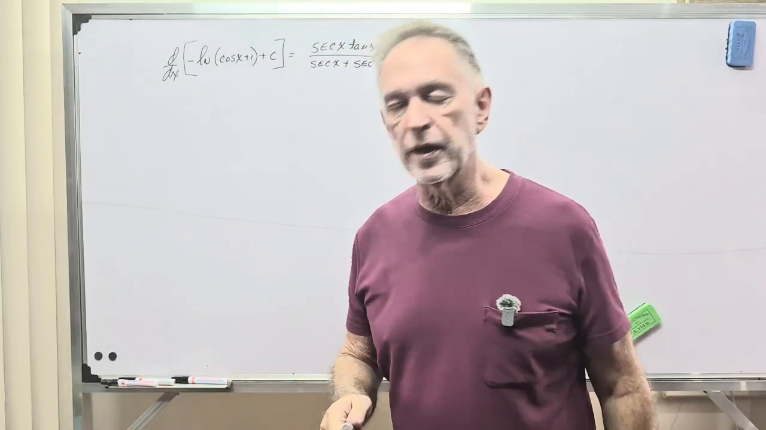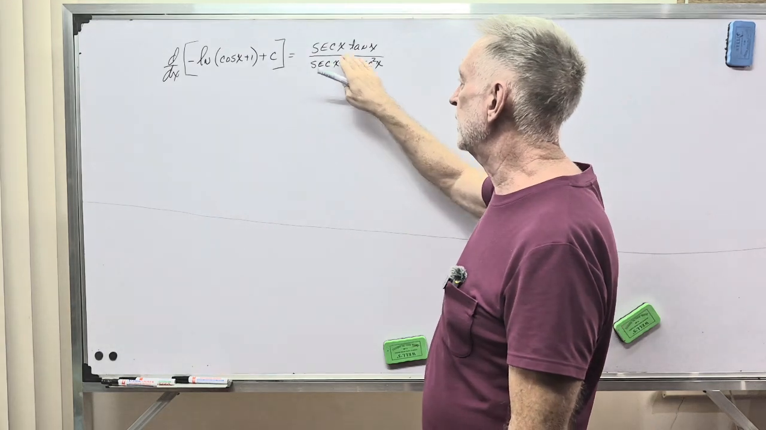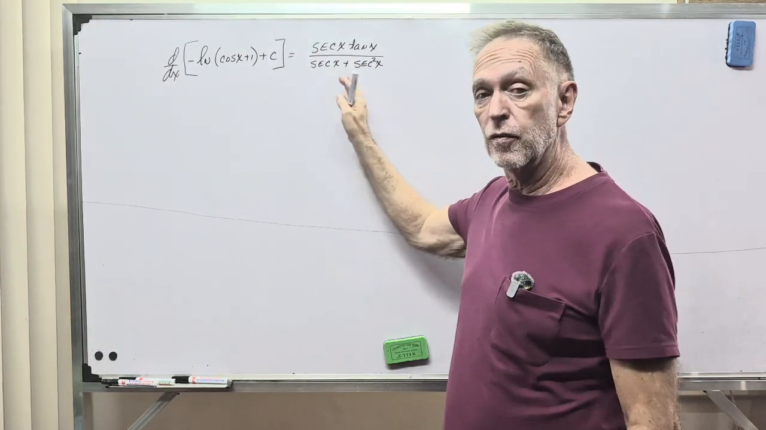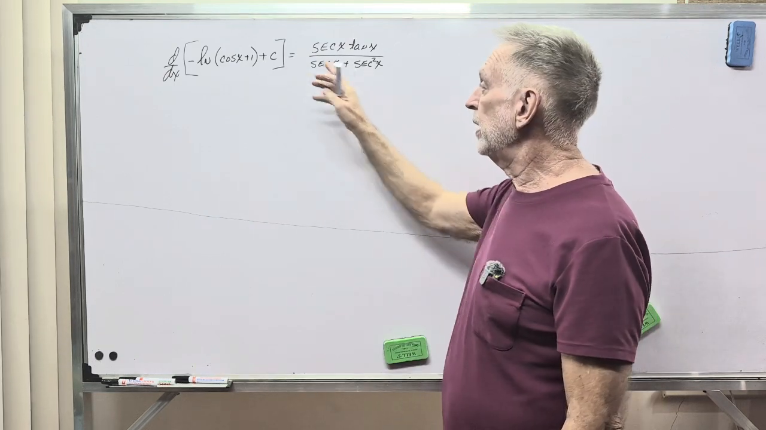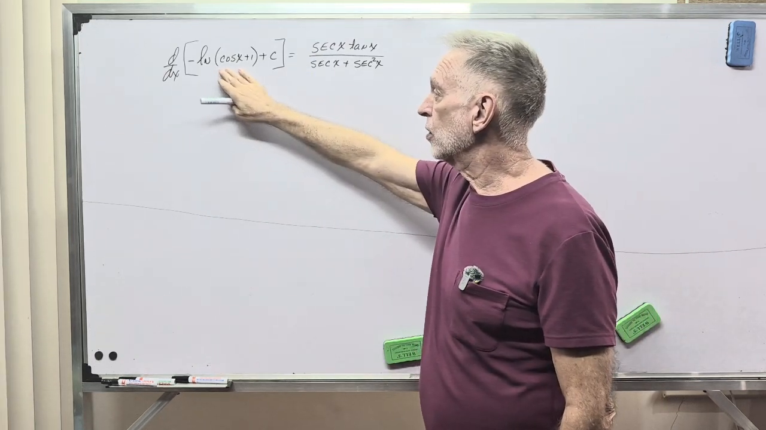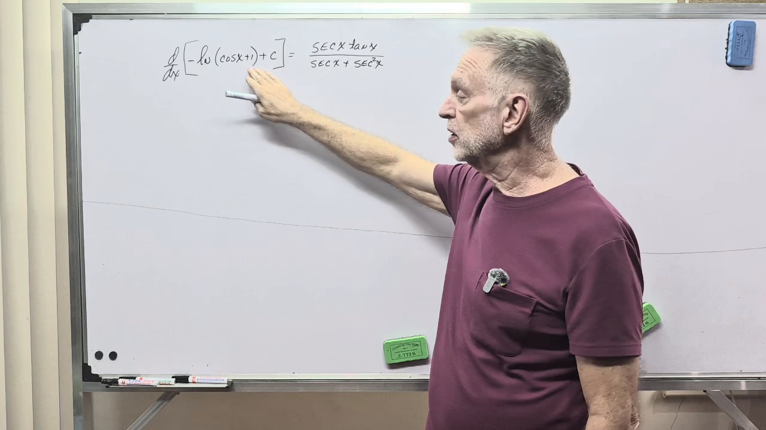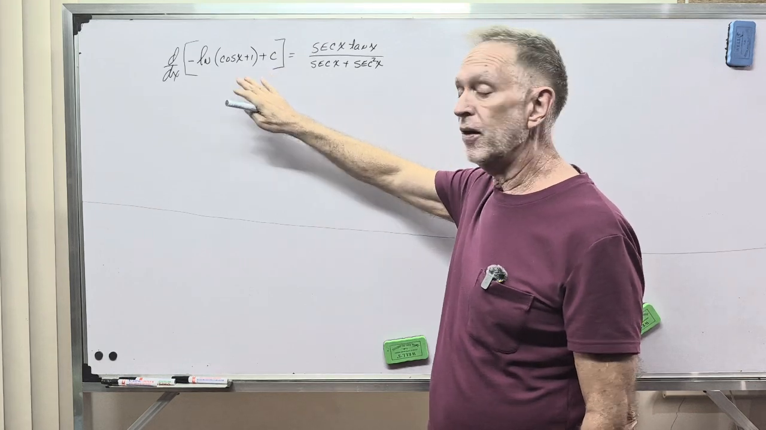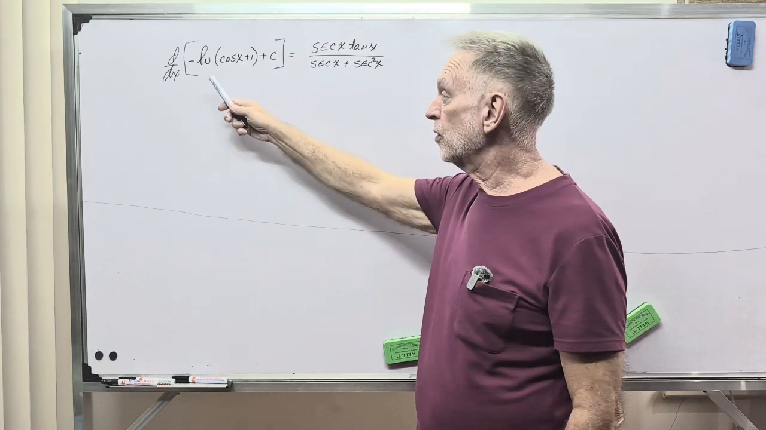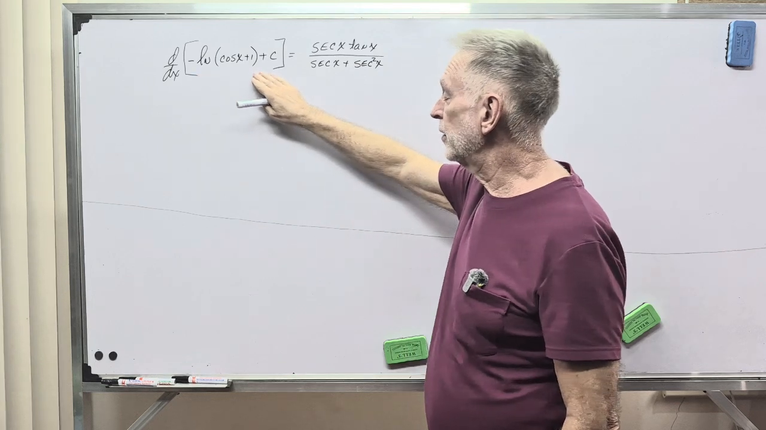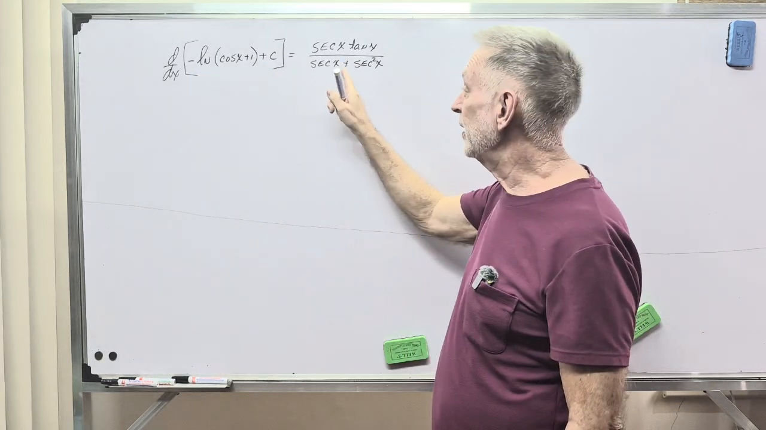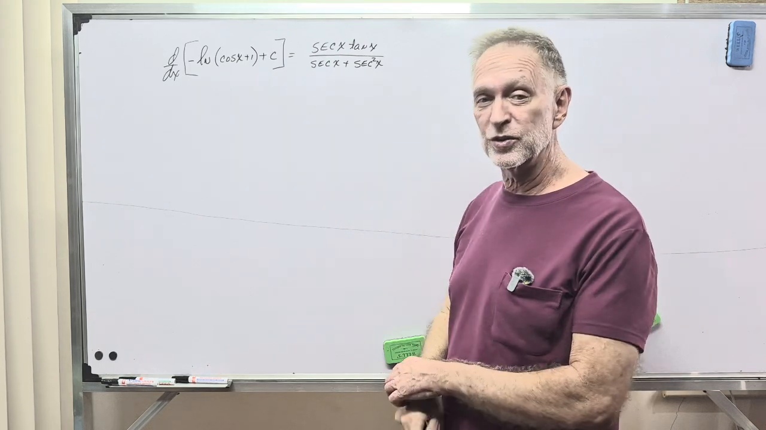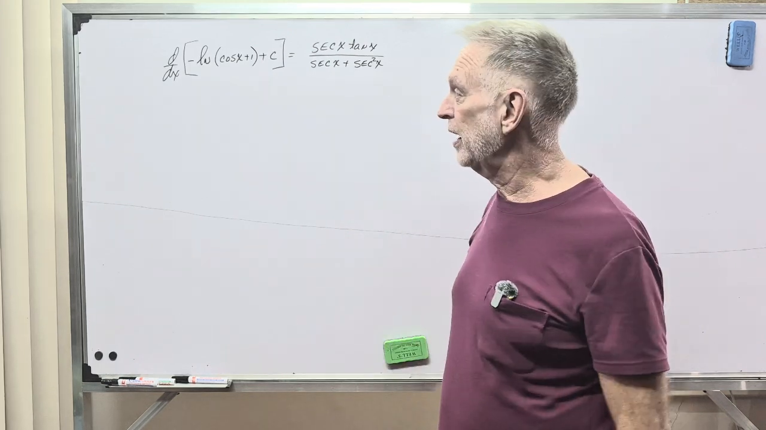In a previous video, we had integrated secant x tangent x over secant x plus secant squared x, and we ended up with minus natural log of cosine x plus 1 plus c. Now, in this video, we're going to take the derivative of that answer and see if we, in fact, come back up with what we started with. So let's get after it.